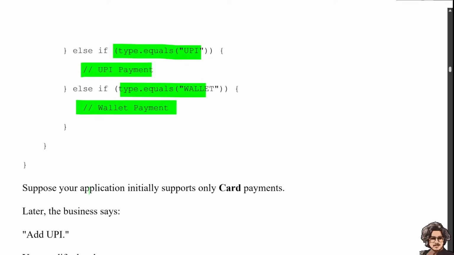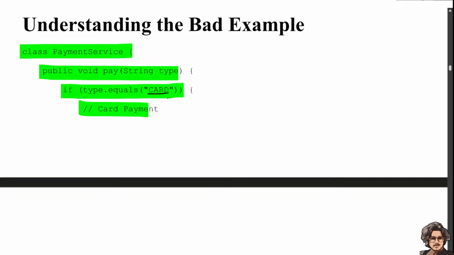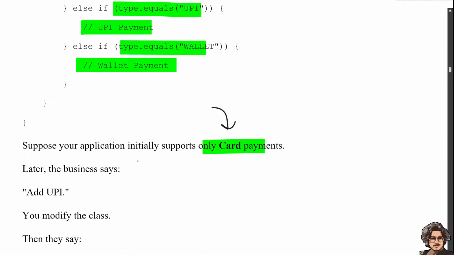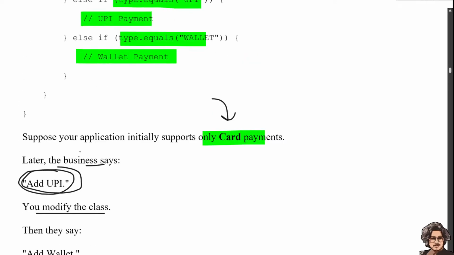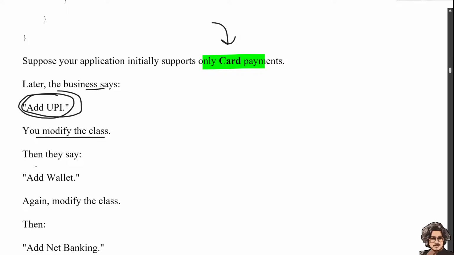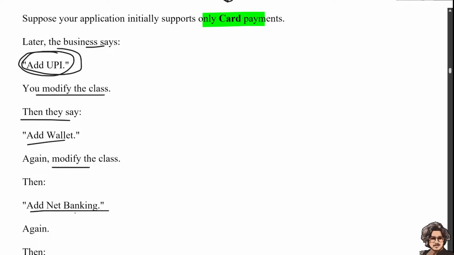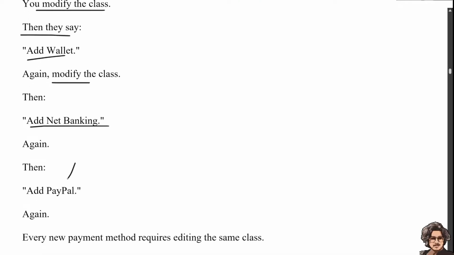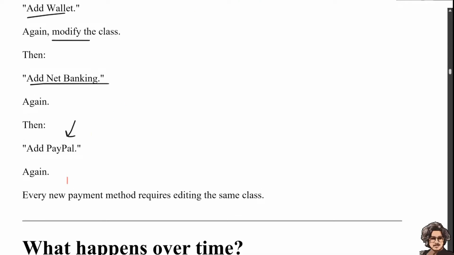So suppose your application initially supports card payment. Later the business says they want to add UPI methods, so you modify the class and add another else if. Then they say add a wallet, so modify the class once again. Then add net banking, again you have to modify the class. Then we have to add PayPal, so again we have to modify. So every new payment method requires editing the same class.